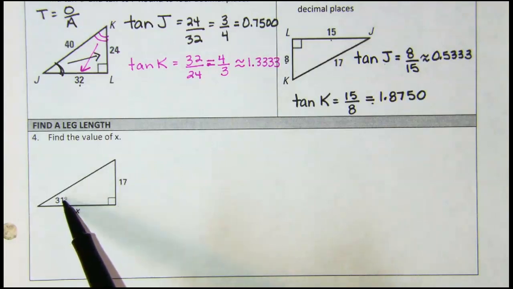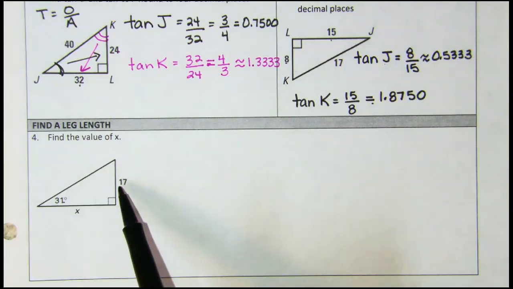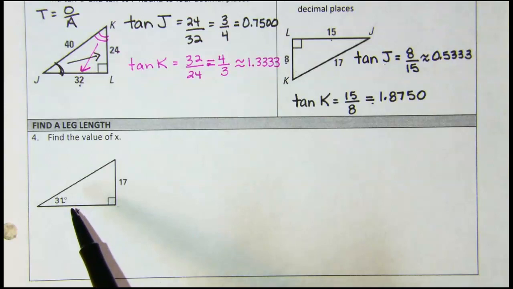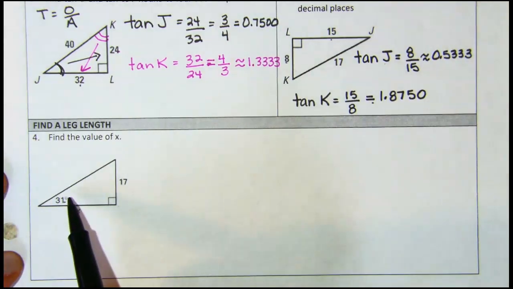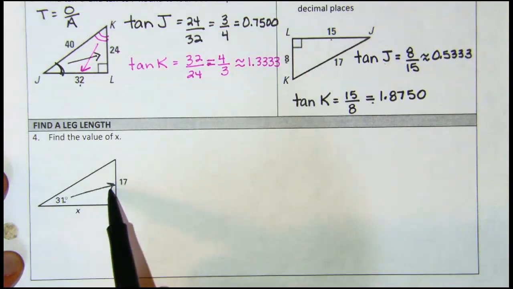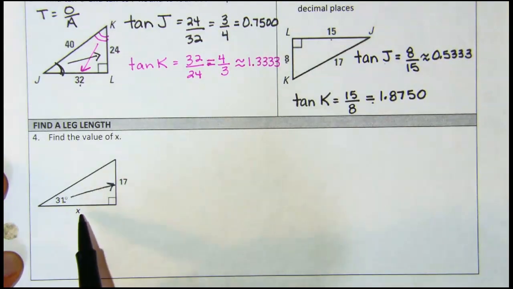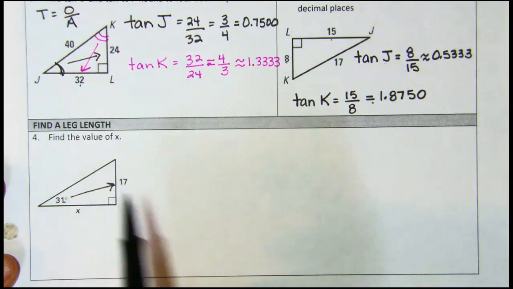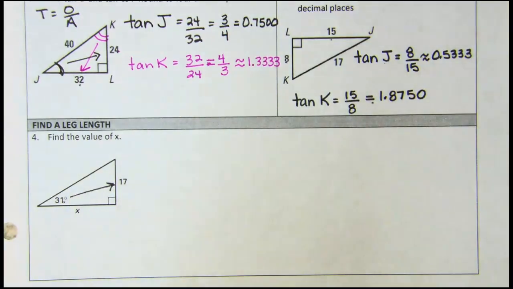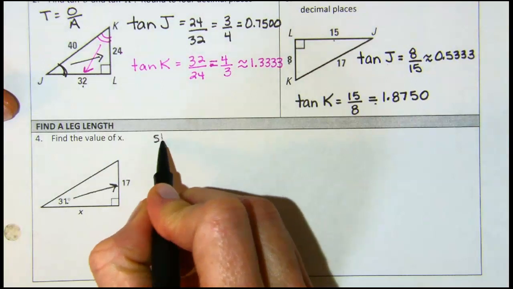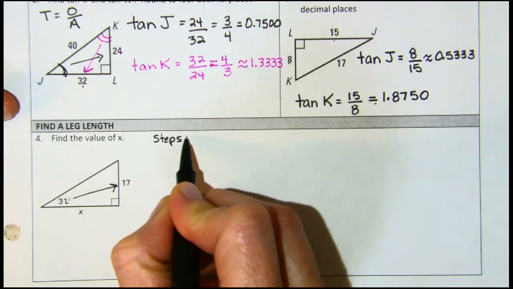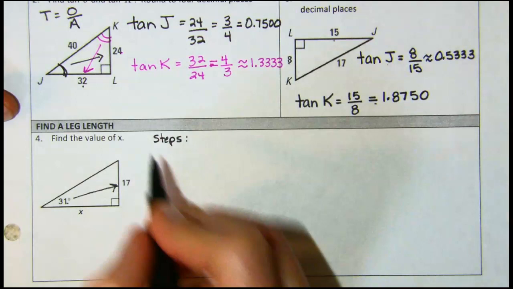So this is a case where you have to rely on a trigonometric ratio. You are given an angle and a side. Now, why will we use tangent on this? Well, if you look, you are given the leg opposite of 17 and the adjacent one. You are not given the hypotenuse on this problem. So since this is our first problem on finding a leg length, we are going to write out detailed steps so you will have a reference on how to do this.